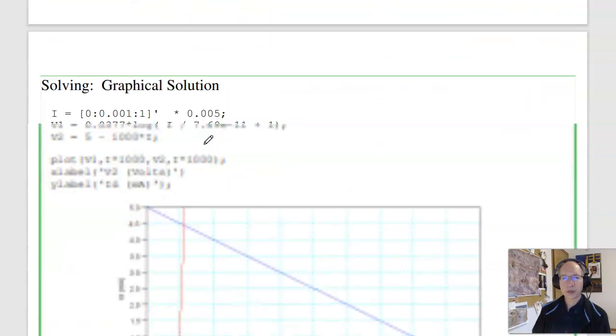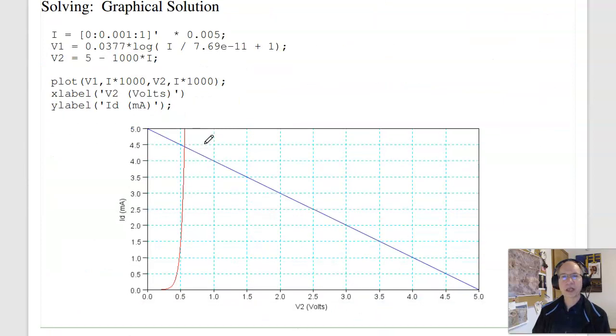So, one way to do that is a graphical solution. I can take the first equation, the diode equation, and graph it. That's in red. I can take the second equation and graph it. That's in blue. That's actually called a load line.